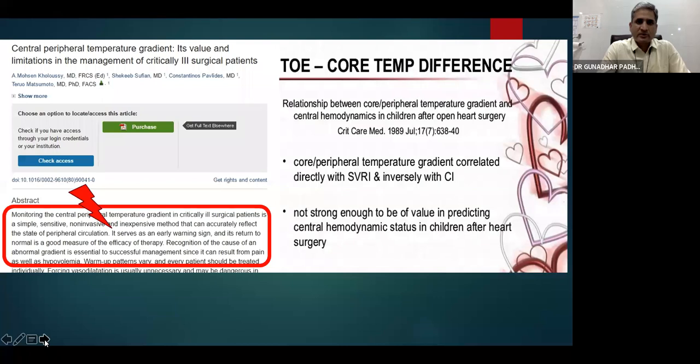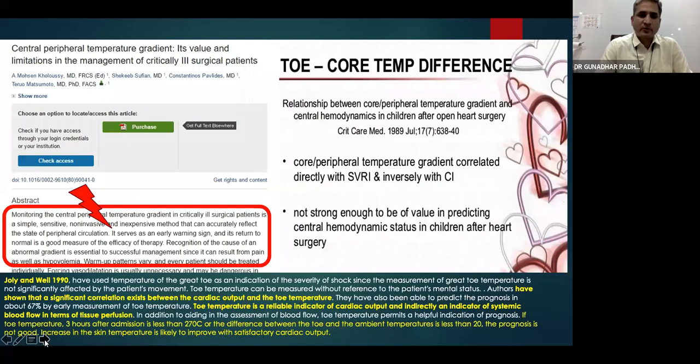Similarly, there can be simple measures like toe to core temperature difference, which can also be taken as one of the surrogate markers of severe hypoperfusion. These are the papers from the late 90s by Joly and Weil, who have shown that a significant correlation exists between the cardiac output and the toe temperature. The toe temperature is a reliable indicator of cardiac output, and indirectly it's a measure. Though now nobody measures all these things, this definitely has some value.